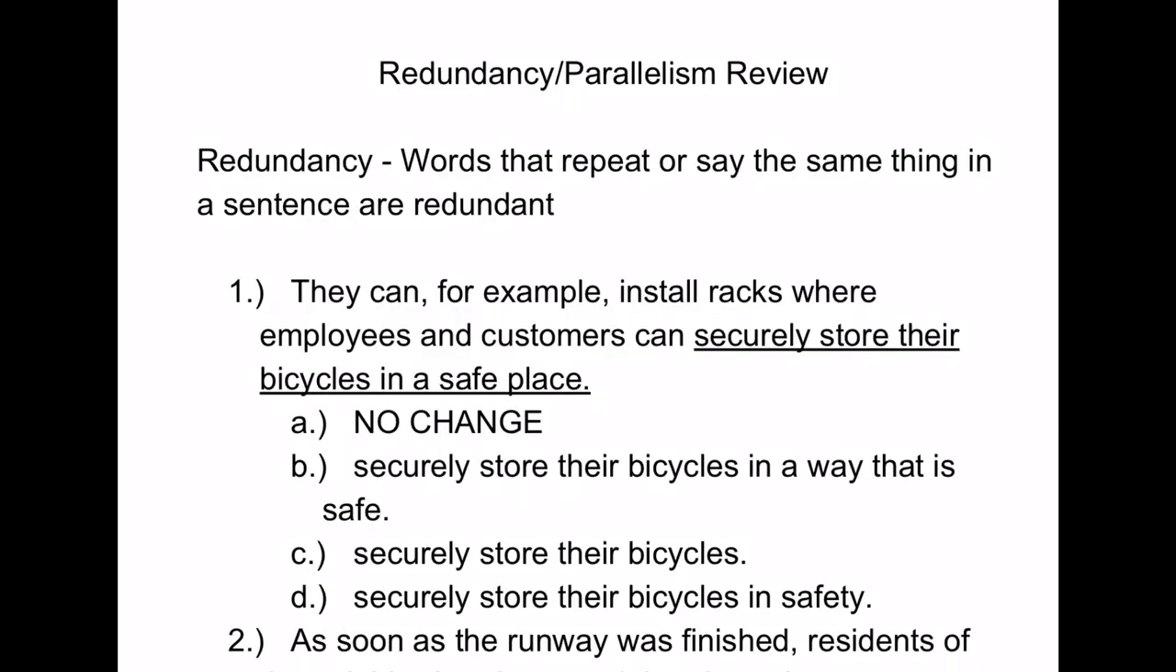This is a review on redundancy and parallelism. So we're going to go over some of the major concepts, run through some reviews, and at the end, just a whole bunch of practice.